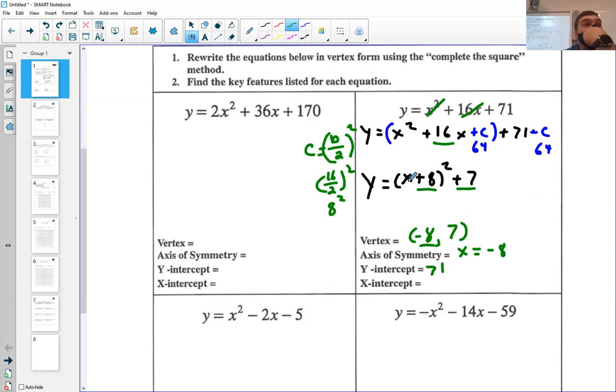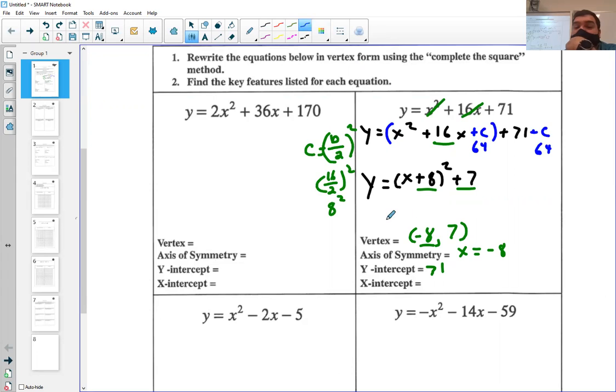You could plug in 0 into here. You get 8 squared, which is 64. 64 plus 7 is 71. So you can plug x equals 0 into either equation and you'll still get the answer. What's up? Y plus 71? 71 is your y-intercept, yeah. You could write 0, comma 71 if you want. Yeah, that's fine.